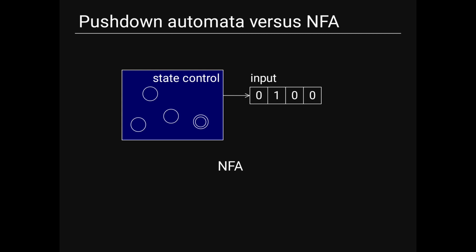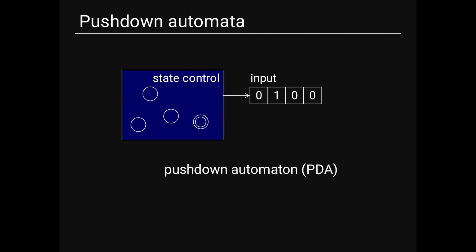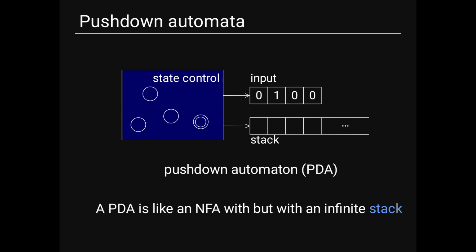So, pushdown automata versus NFA. This is a state control, and you have input. In pushdown automata, we have an extra field called the stack: input tape and stack. This is a stack with infinite size. So a PDA is like an NFA but with an infinite stack. The extra thing is that a stack will be added to the pushdown automata.